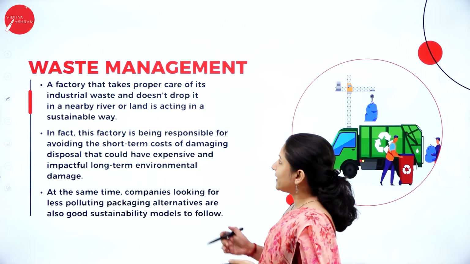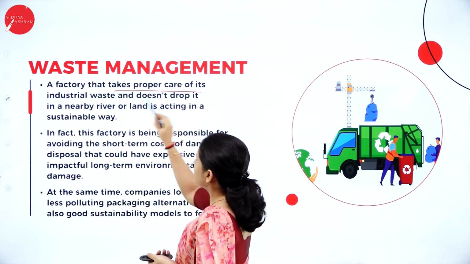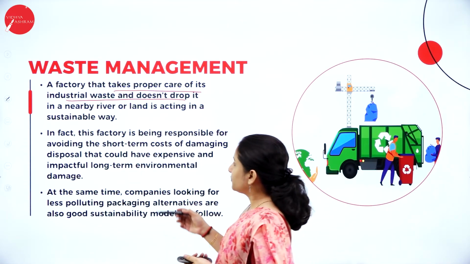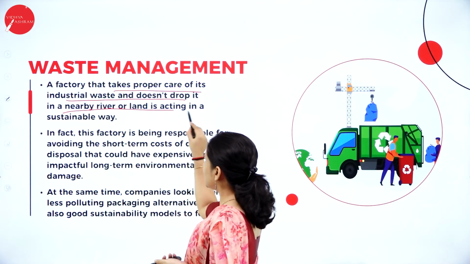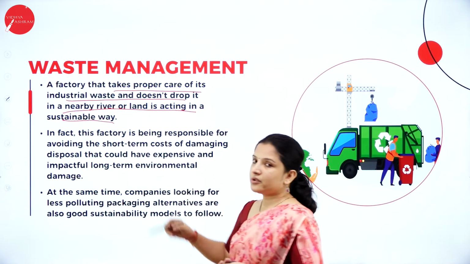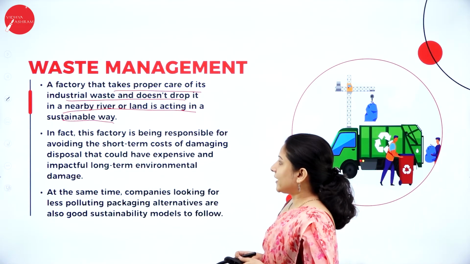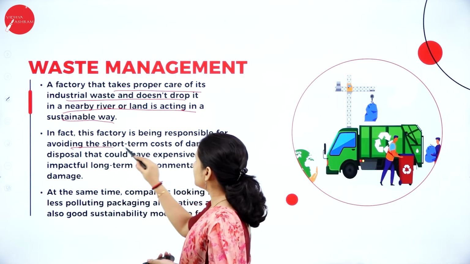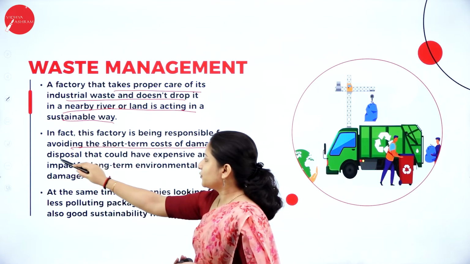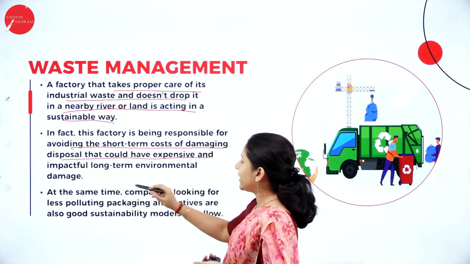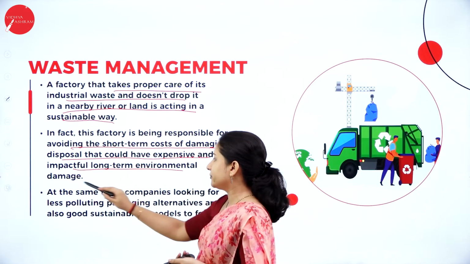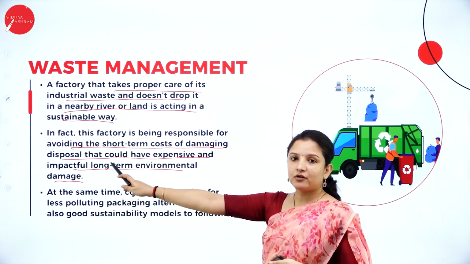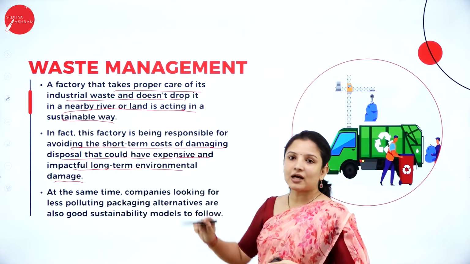A factory that takes proper care of its industrial waste and doesn't put it in a nearby river or land is acting in a sustainable way. In fact, this factory is being responsible for avoiding the short-term costs of damaging disposal that could have expensive and impactful long-term environmental damage. Here, capital, economy and environmental sustainability both are there.